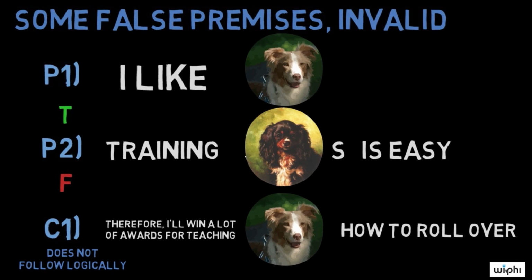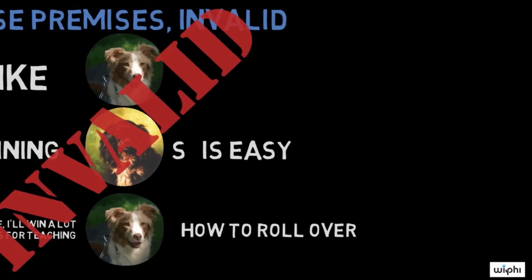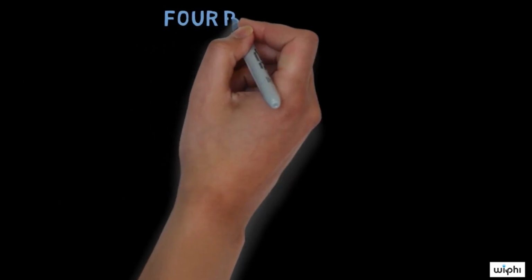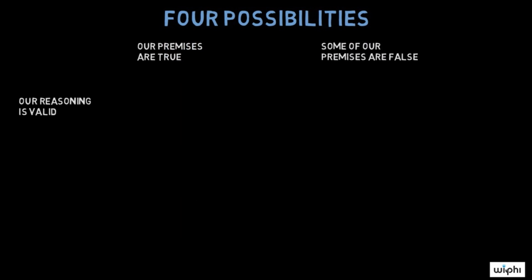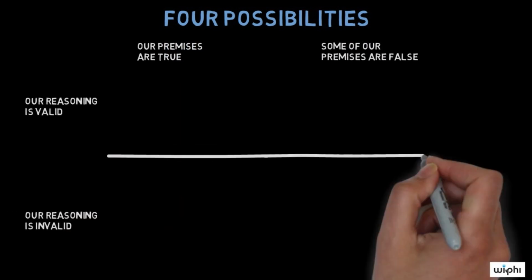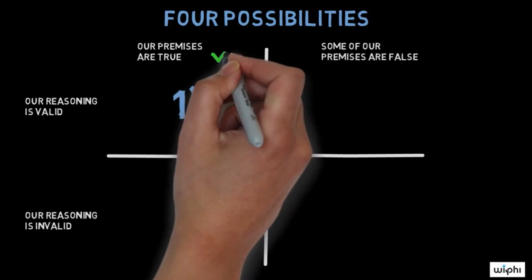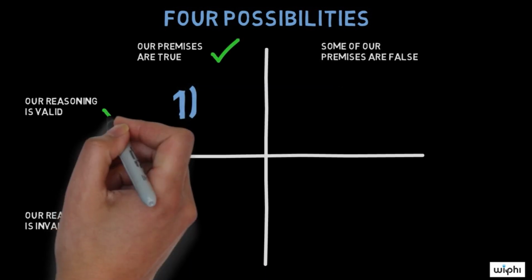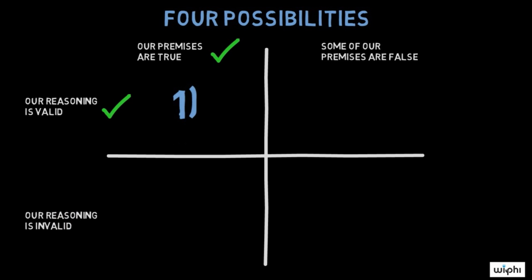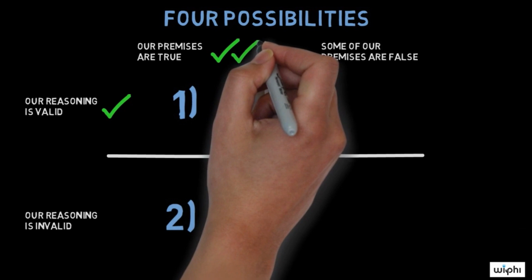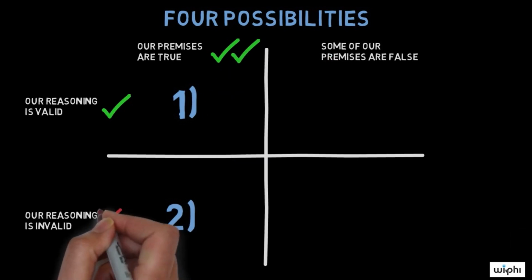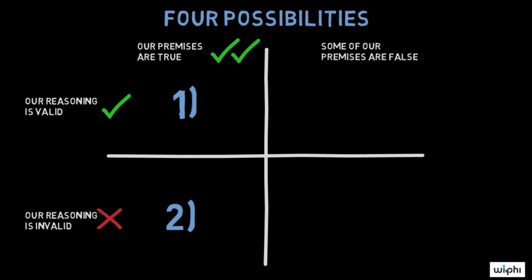You have probably already noticed that truth and falsity, as well as validity and invalidity, can appear in various combinations in an argument, giving rise to 4 possibilities. Let's take a moment to review them together. Possibility 1. We may have our facts right, our premises are true, and we may use them properly. Our reasoning is valid. Possibility 2. We may have our facts right, our premises are true, and we may use them improperly. Our reasoning is invalid.